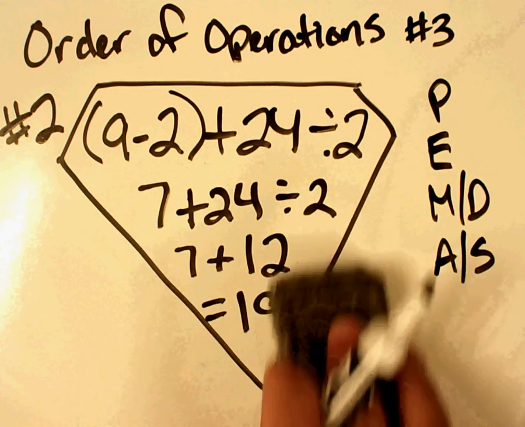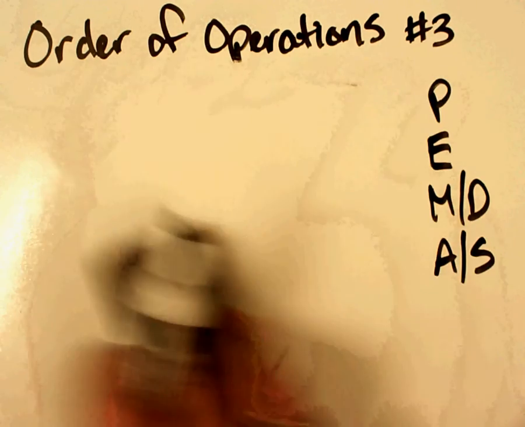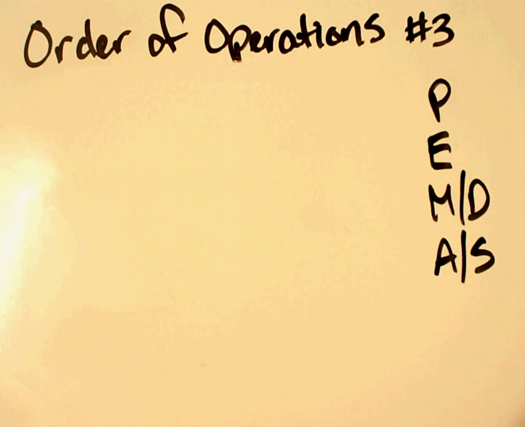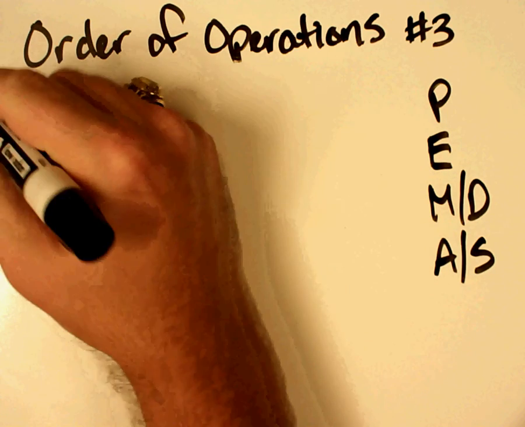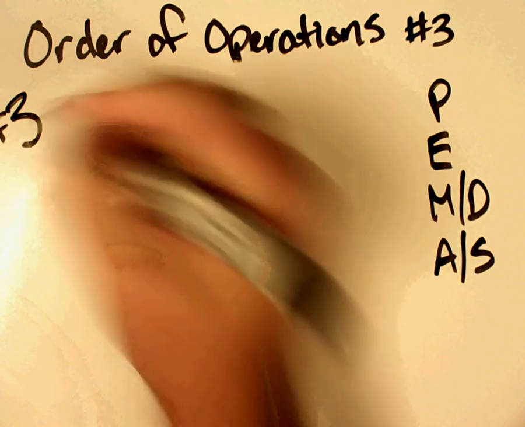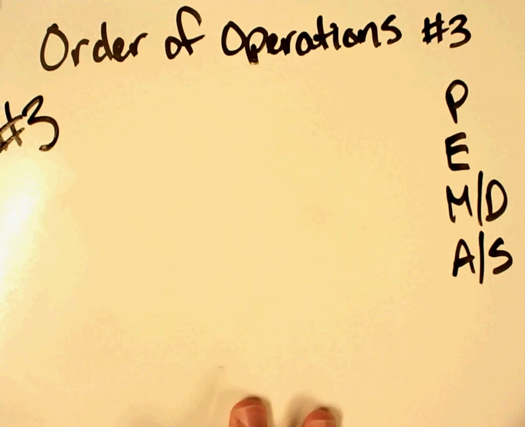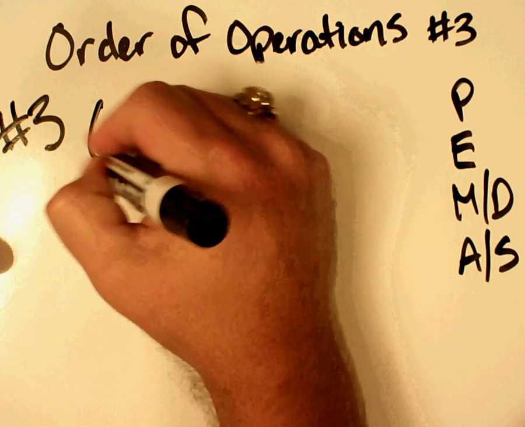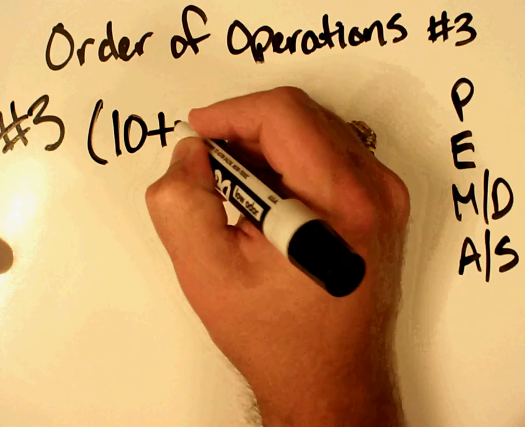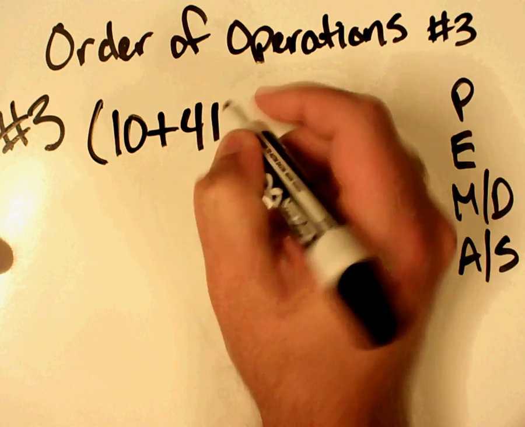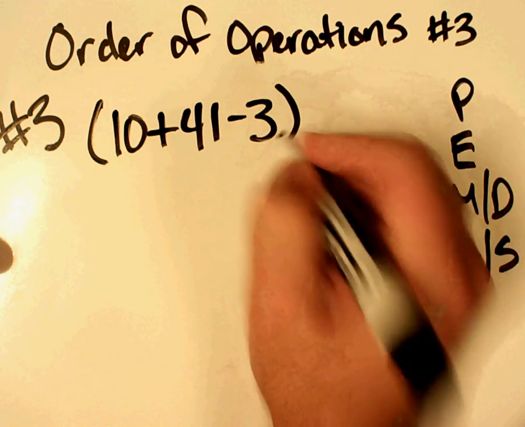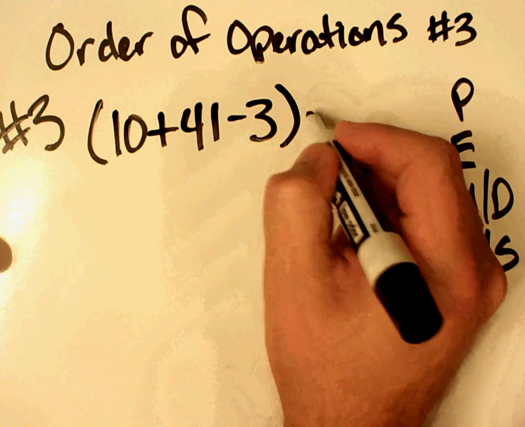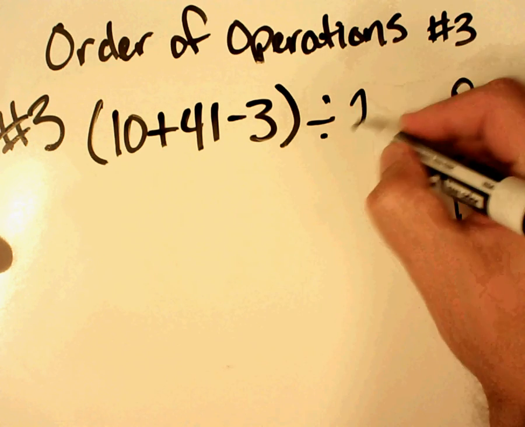All right, let's do one more. All right, so we're on number 3 now. Slide over just a little bit so you can see the 3. So we're on number 3, and we are going to do 10 plus 41 minus 3, all in parentheses, and then we're going to divide by 24.